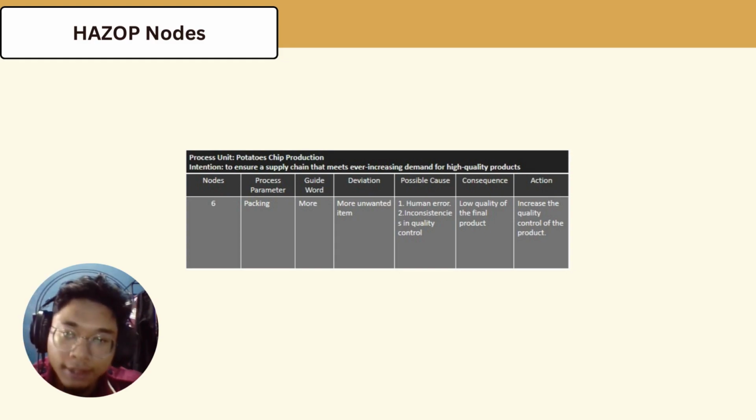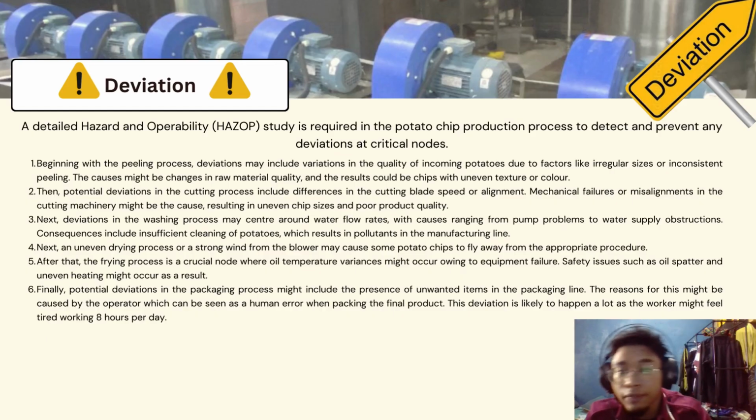control of the product. Next, we move to the deviations, where there are six deviations that follow the nodes. The first one is the peeling process. The deviation may include variance in the quality of incoming potatoes due to factors like irregular size or inconsistent peeling. Then, the potential deviation in the cutting process includes a difference in the cutting blade, speed or alignment.